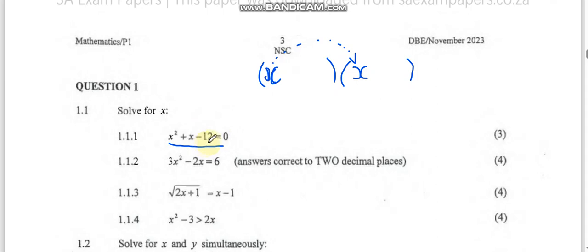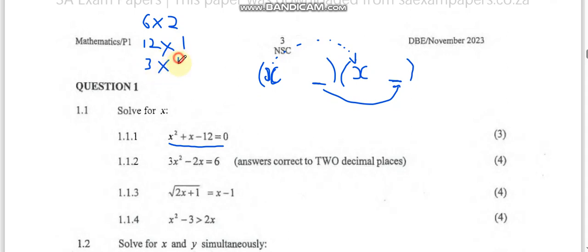For this 12, we are going to find factors of 12, whereby if you put a number there and you put a number here, when you multiply them together, they need to give you this value of 12. So what are those factors? Factors of 12 are 6 and 2, because 6 times 2 is 12. We have 12 times 1, which is 12. And then we have 3 times 4.